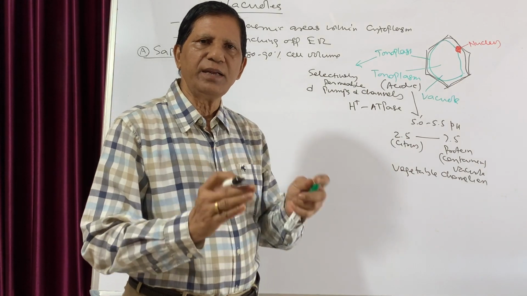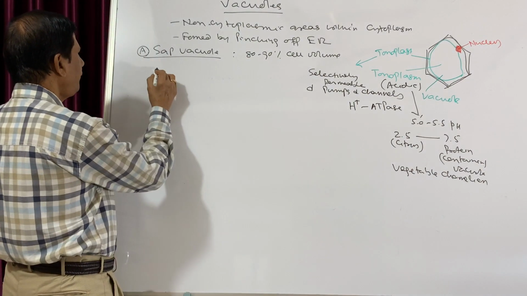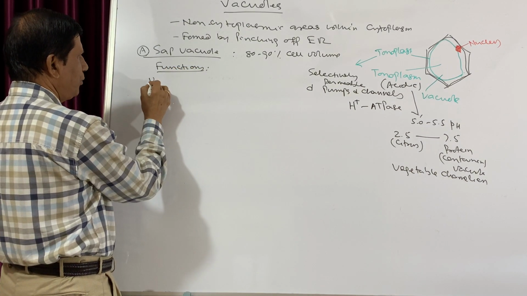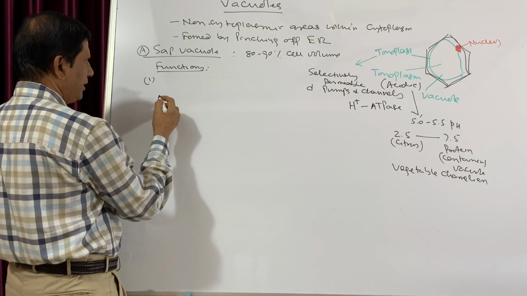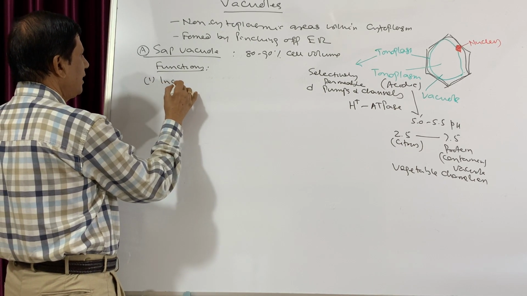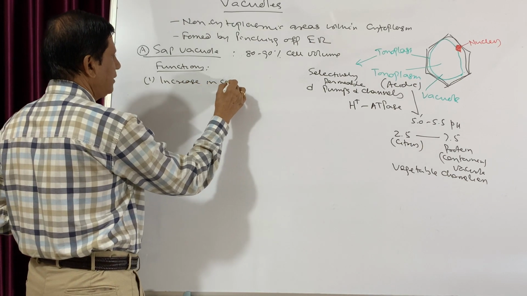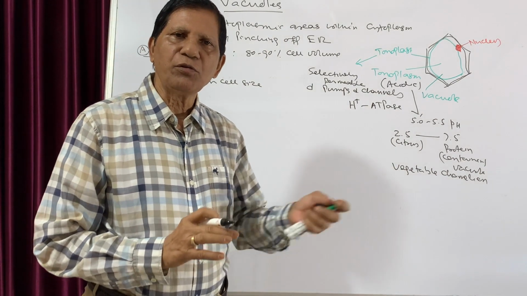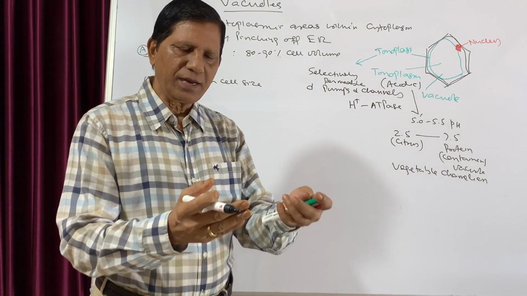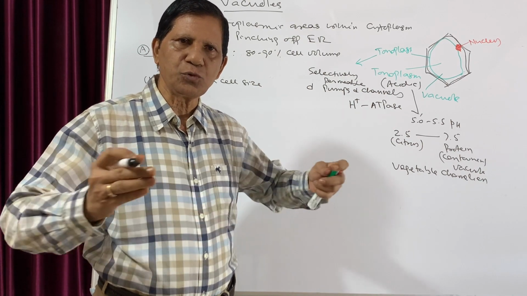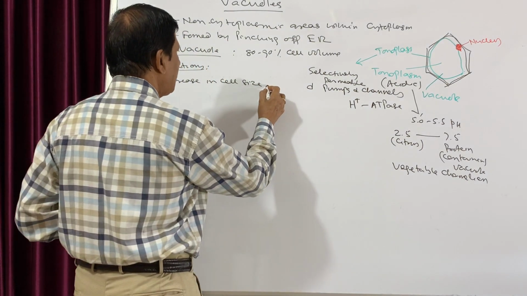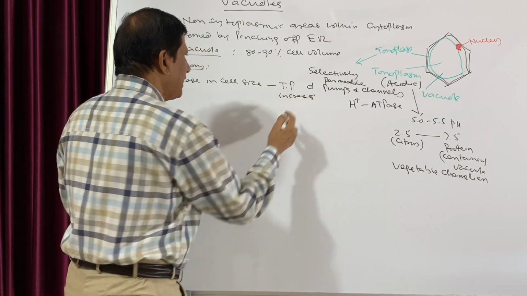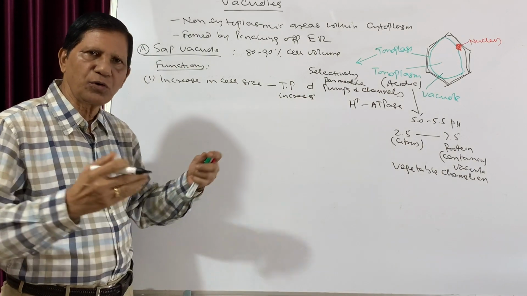Now, what are the important functions of the sap vacuole? We will discuss the functions. The most important function is increase in cell size. The sap vacuole present in plants absorbs water and swells. That means there will be an increase in turgor pressure, and due to this increase in turgor pressure, the cell grows and swells in size.